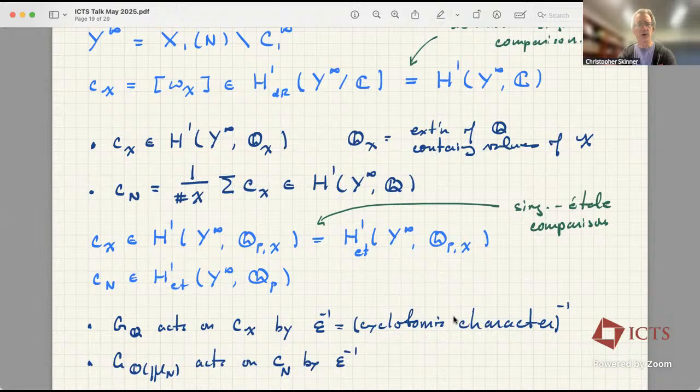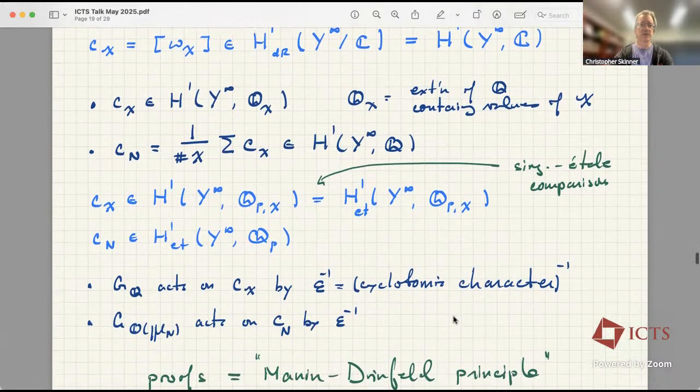Since it acts on étale cohomology, we can again use the Manin-Drinfeld principle to answer this question, because once again we can look at how the Galois group is acting on the residual classes, the classes coming from constant terms, where everything's very explicit. And we discovered that the Galois group G_Q acts by the inverse of the cyclotomic character.